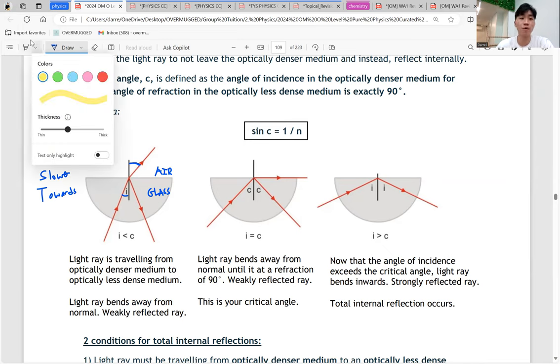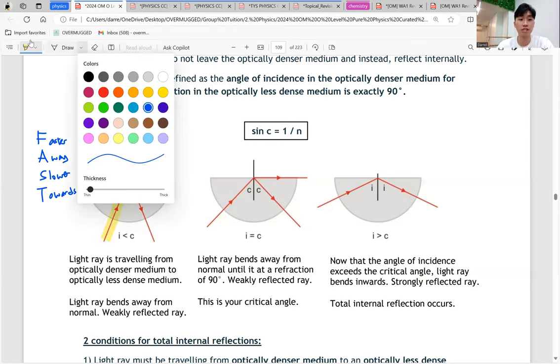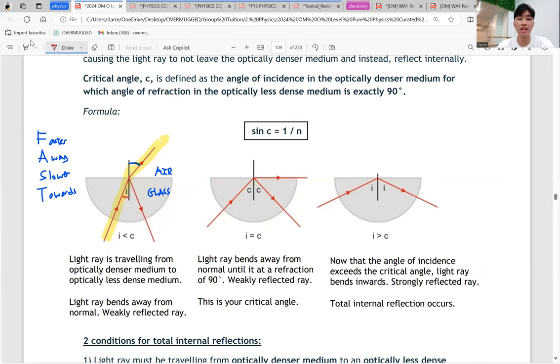And is this true when we observe the behavior of this light ray? It's true, right? Because as we observe it, it bent away from the normal. The angle has increased. So this is just a classic case of refraction. Angle in air is bigger than the angle in glass.